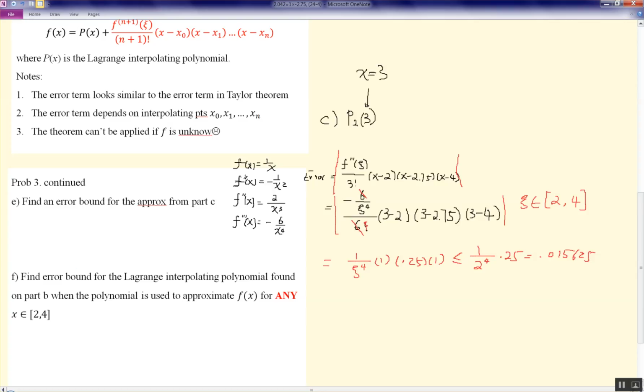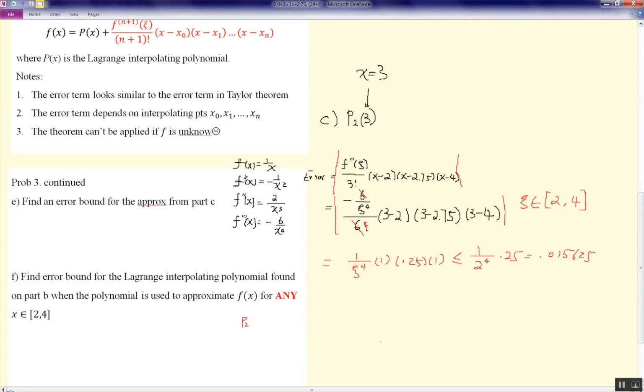Now, I do want you to look at another problem. This problem is to find the error bound for the Lagrange interpolating polynomial found in part B when the polynomial is used to approximate f of x for any value in this interval. So in part E, you're looking for the error bound for this particular approximation, right? Here we are going to say, hey, now this time x is not fixed. x can be any value between 2 and 4. Let's find the error bound for this particular one.